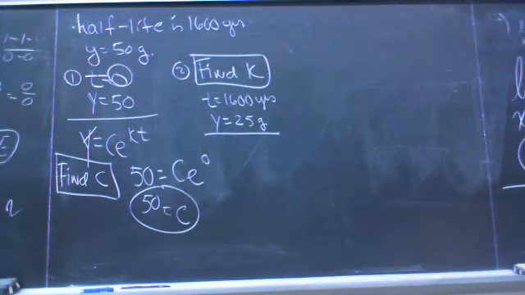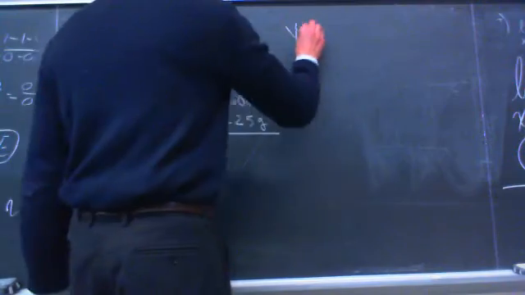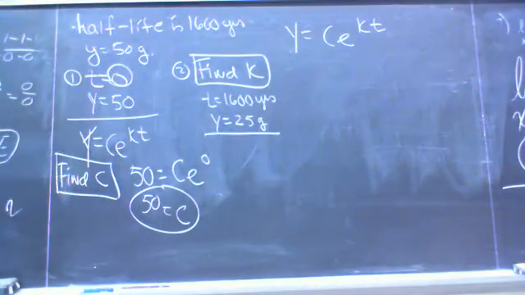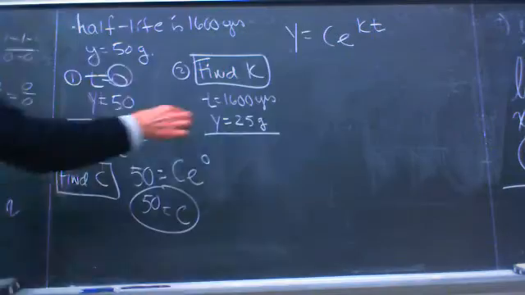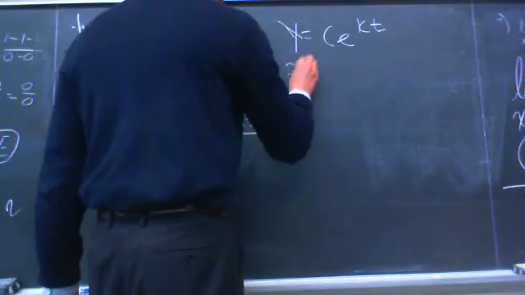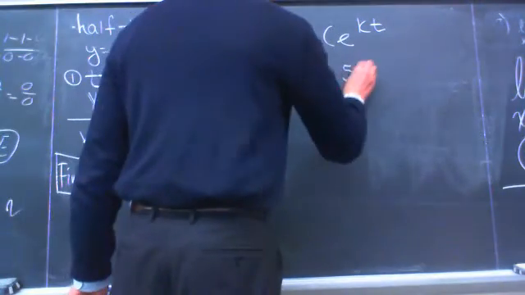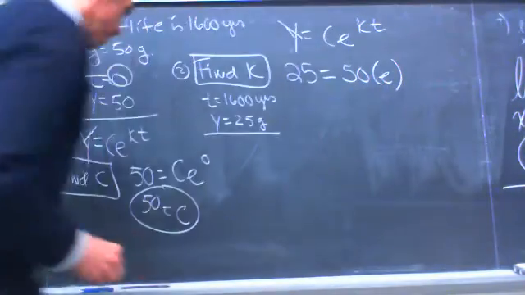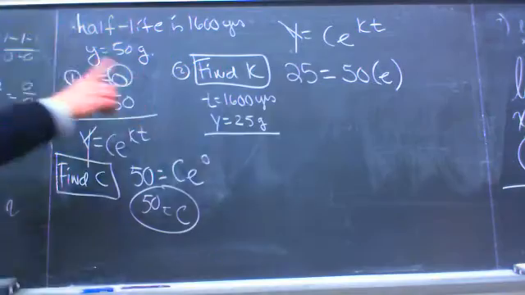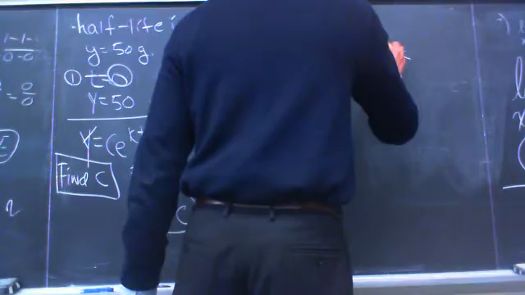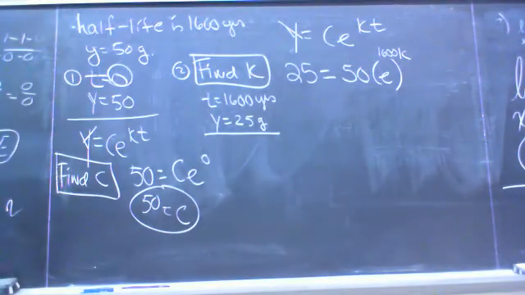Is that clear, everyone? You still use y equals C e to the kt. Now we continue under it, but I don't have enough room. So y in this step is 25, C is 50, e, and k is what we don't know, we're finding it, and t is 1,600. So I'll put that in front.